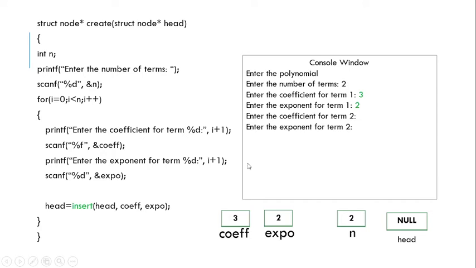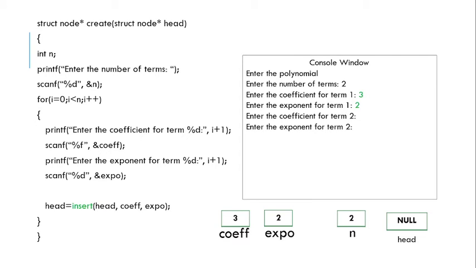This value will be stored in a variable n. So let us assume that this is our console window and we have asked to enter the number of terms. The user has entered 2. Now the variable n will store the value 2. Then for I equal to 0, I less than n, I plus plus.